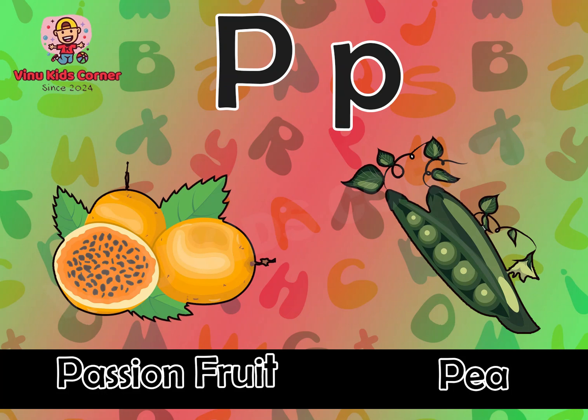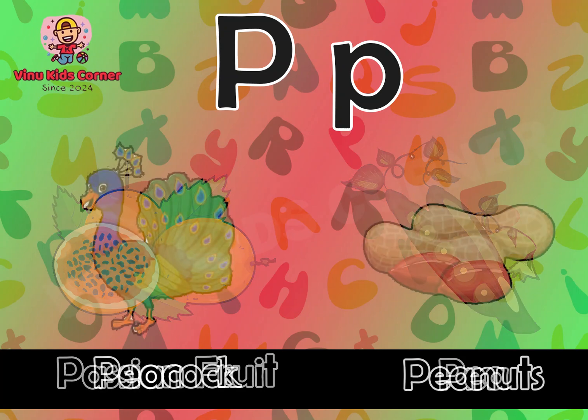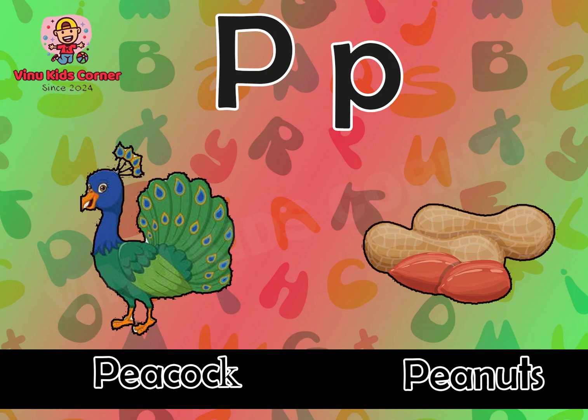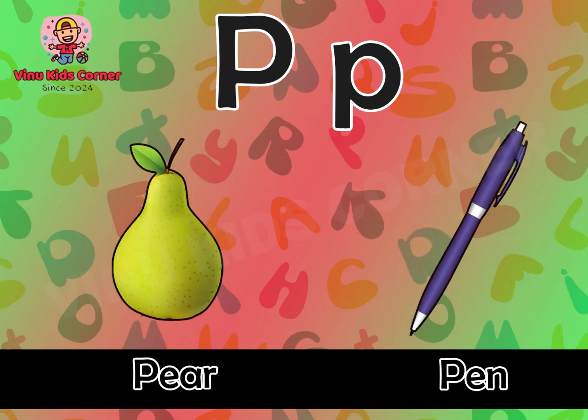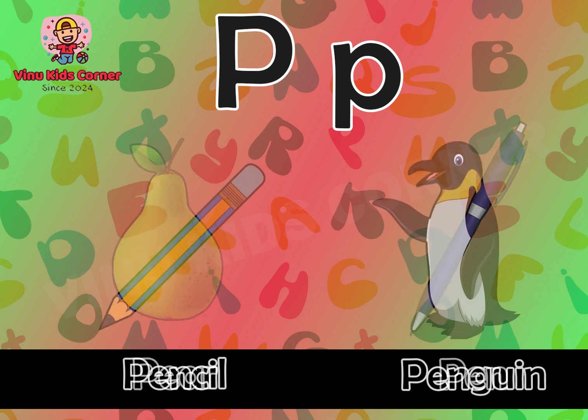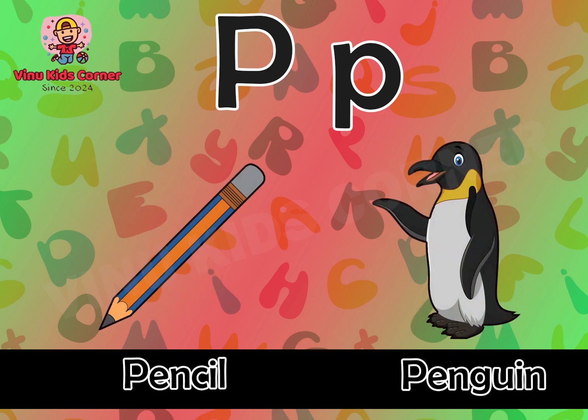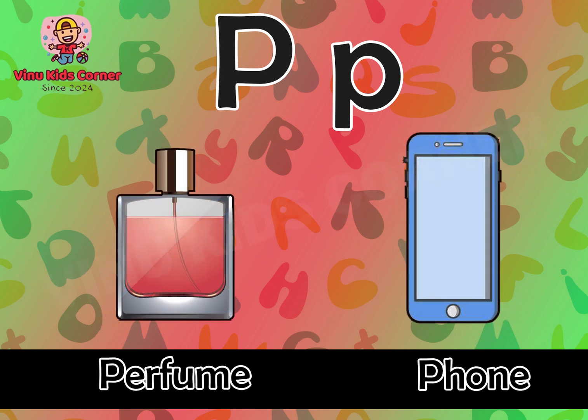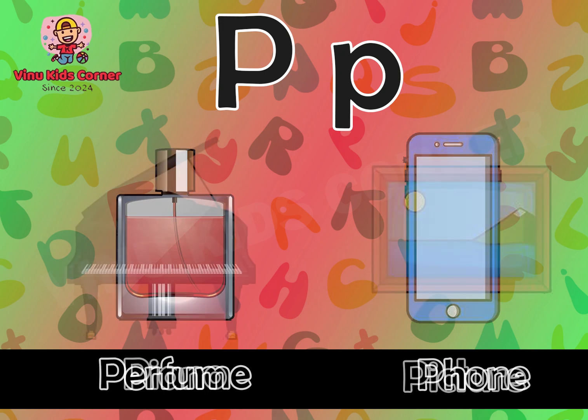P is for passion fruit. P is for pea. P is for peacock. P is for peanuts. P is for pear. P is for pen. P is for pencil. P is for penguin. P is for perfume. P is for phone.